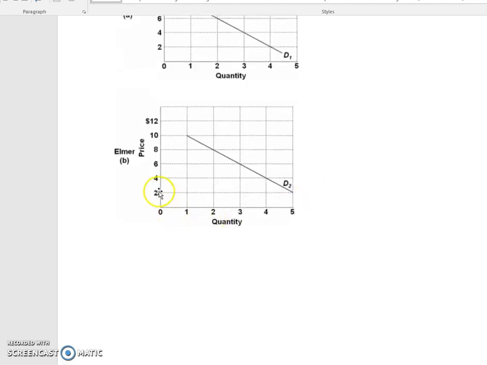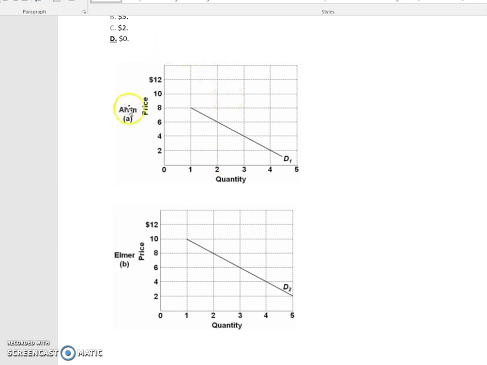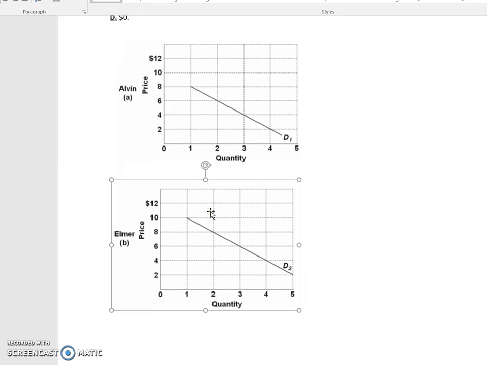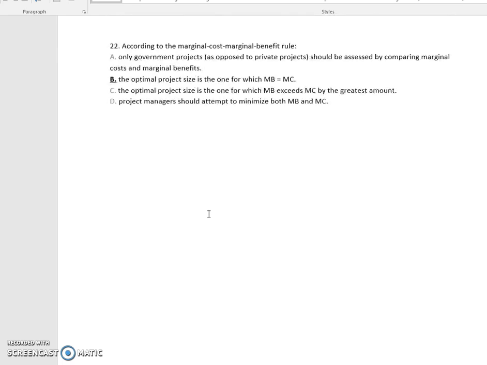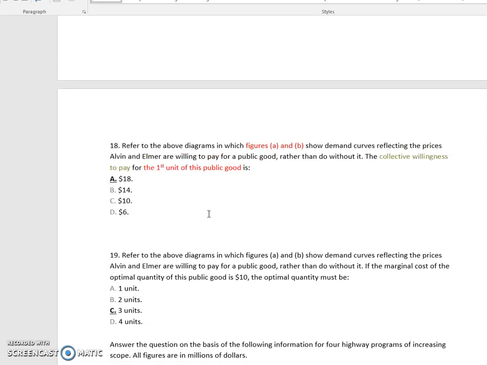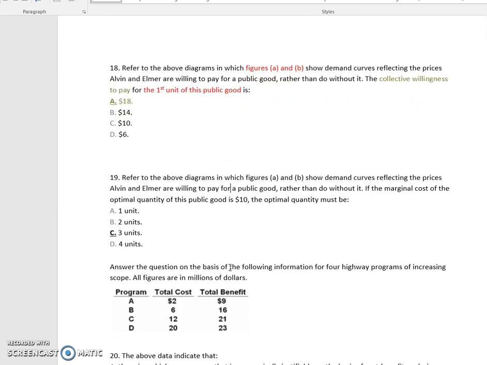For the first unit, from panel A, the upper panel, Mr. Alvin wants to pay $8 for the first unit. For the lower panel, Mr. Elmar wants to pay $10 for the first unit. So collectively, we add $8 with $10 for that first unit, which is $18. If we check, you will see that this is $18. See that? Okay. Now what about the next one?